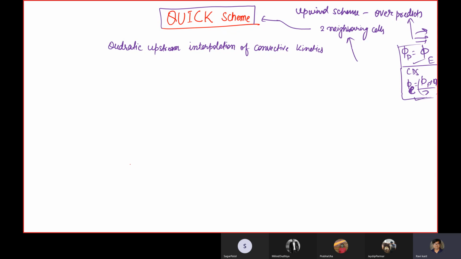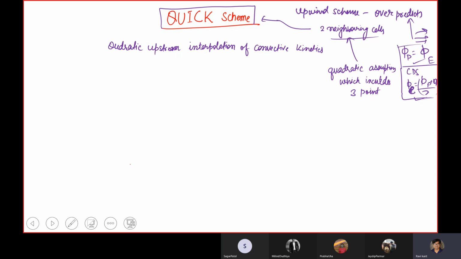So the QUICK scheme takes the advantage of that, and it takes a quadratic assumption, which includes essentially three points: the cell itself and two neighboring cells. Let me do the formulation for this QUICK scheme, and let's see how it goes.